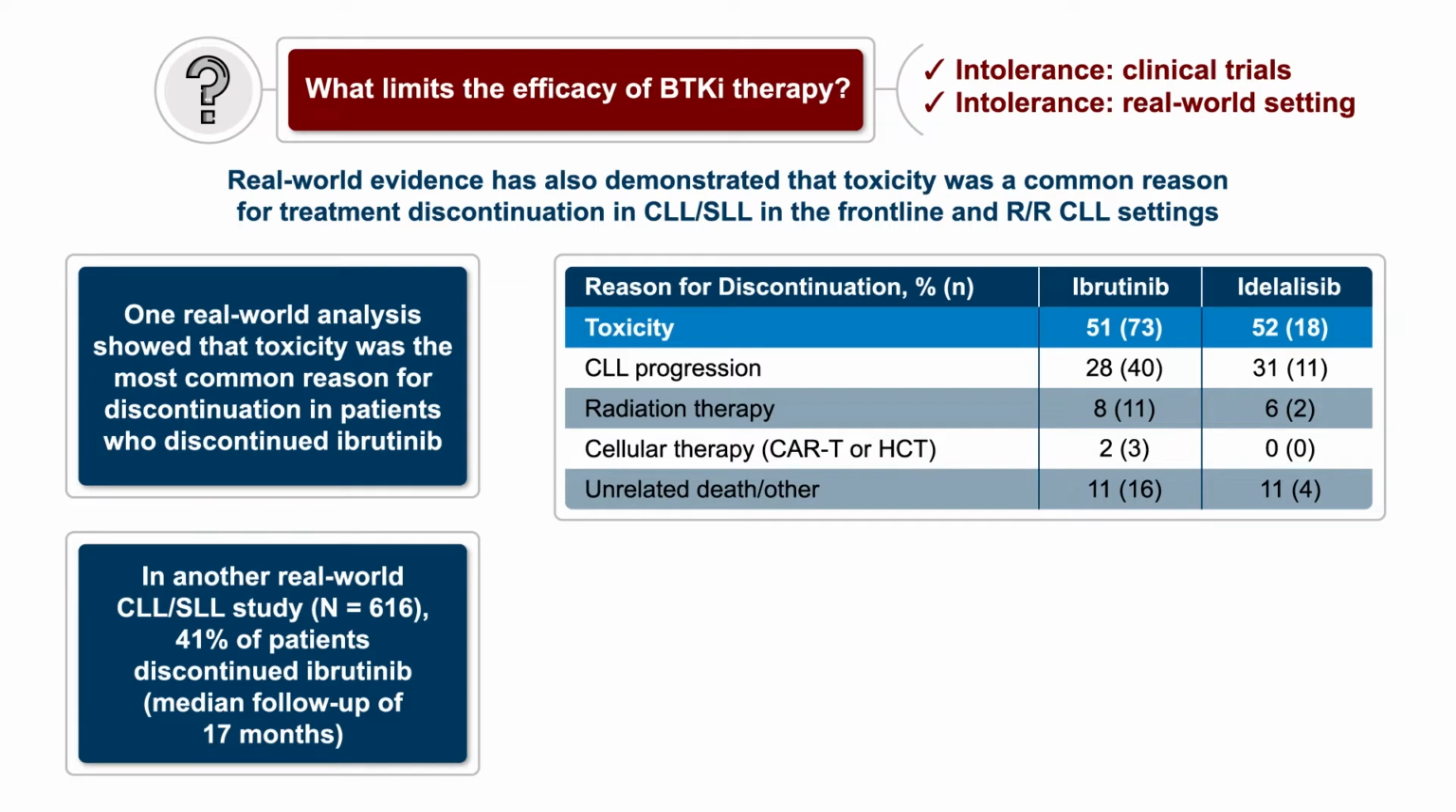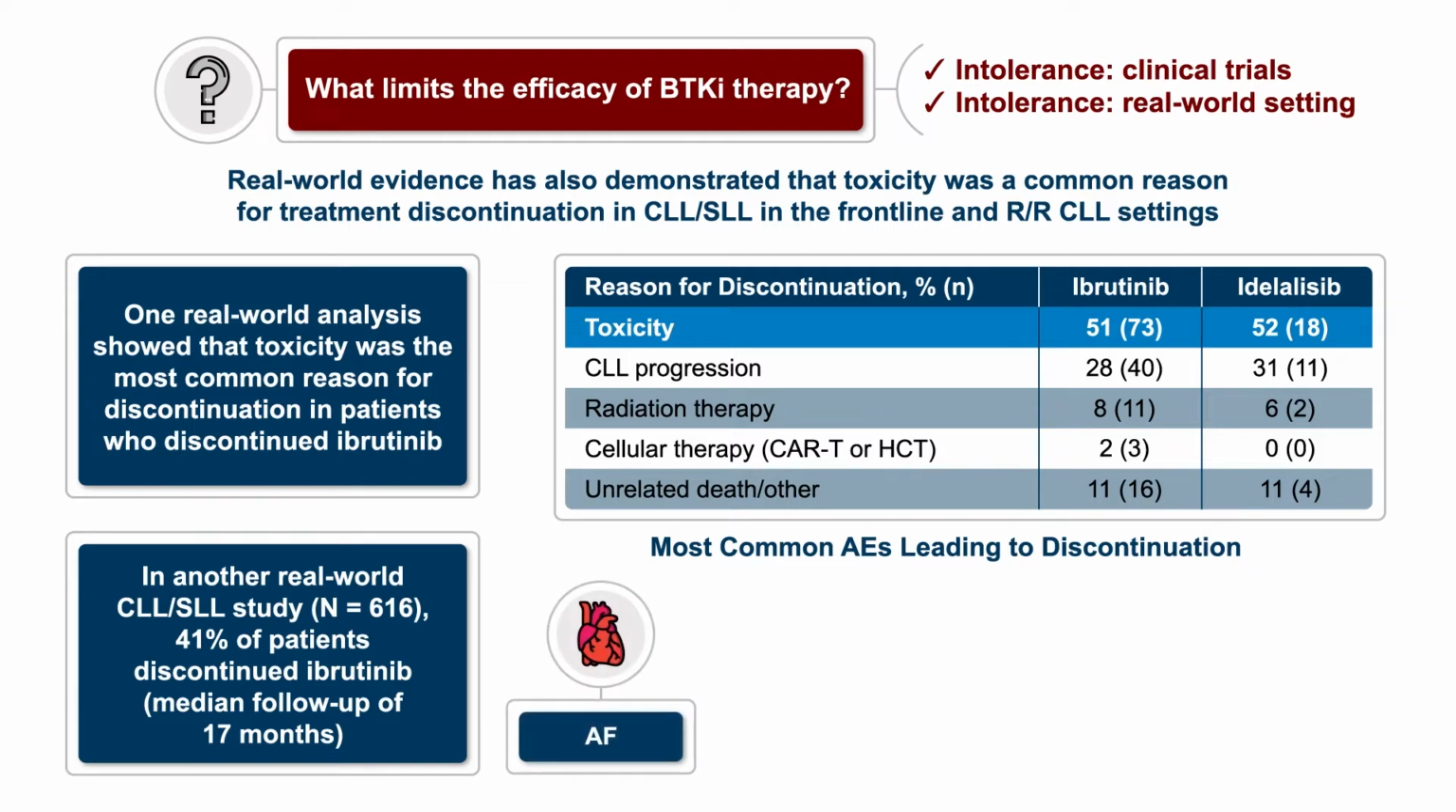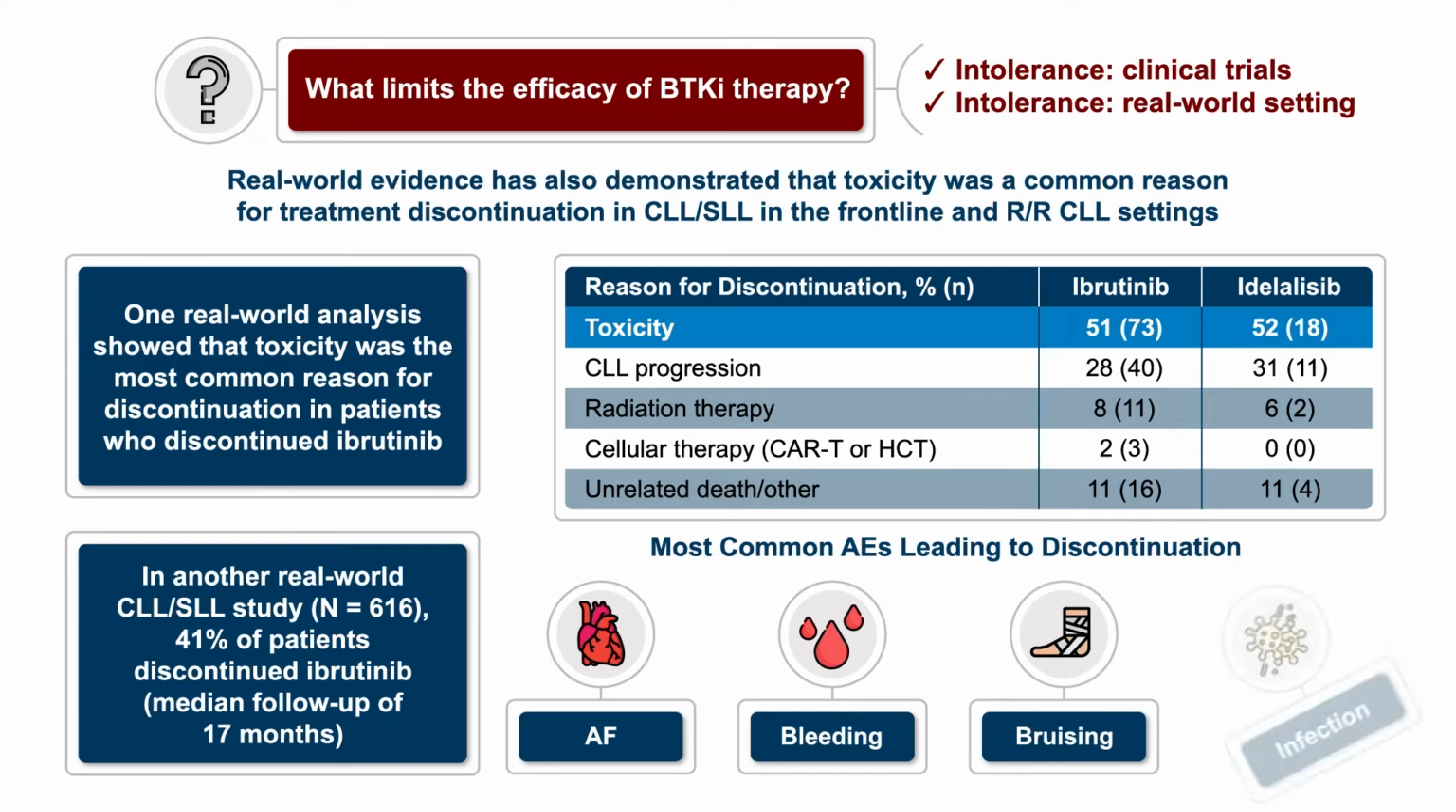What are the most common AEs leading to discontinuation? The most common causes of discontinuation are well-defined with our irreversible covalent Btk inhibitors, and these are things like atrial fibrillation, bleeding, bruising, infection. And these are real reasons, as you can see in these trials, why patients end up having to discontinue an agent that we know is very effective.